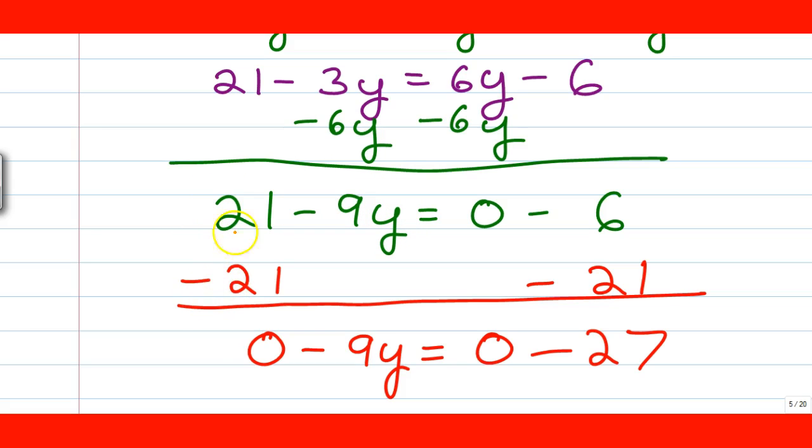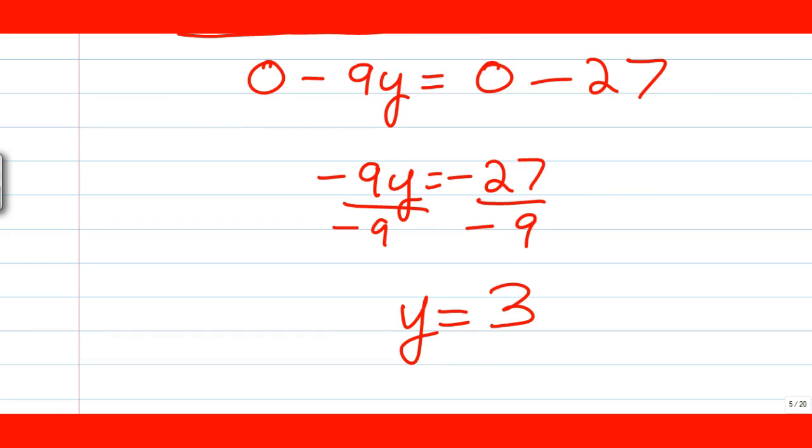Then I'm going to come in and move the 21 to the other side of the equal sign. So I'm going to subtract that 21 off both sides of the equal sign. So this results in a negative 9y equals a negative 27. Once I have that negative 9y equals negative 27, I'm going to divide out that negative 9 off both sides. This clears the 9's down to a 1, leaving just the y. And then a negative 27 divided by a negative 9 results in a positive 3.